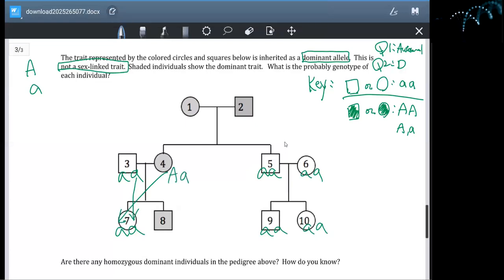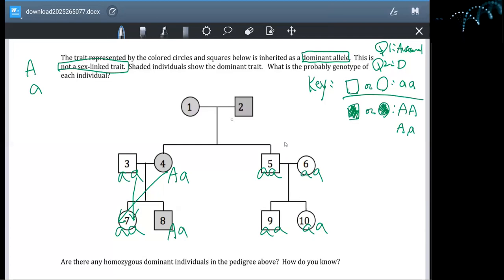That means this individual must be big A, little a. How do you know? Because if he's affected, he must have the dominant allele here. But the fact that he gives rise to an offspring that's homozygous for little a, that means he must be heterozygous. What about this guy? This guy is affected, so again, he must have big A, and that big A must come from this parent. And so the other one has to come from this parent, and this parent only gives little a.